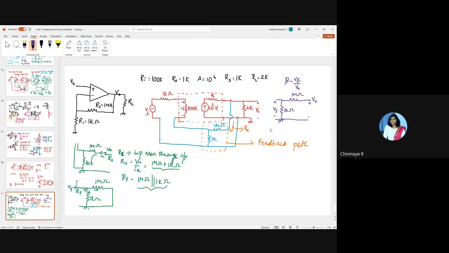So now can you tell me what's Vf by V naught? Correct. So this is just a simple voltage divider, right? Therefore, beta will be 1K divided by 1K plus 1 mega. This is approximately equal to 10 power minus 3. Right? 1 by 1001, approximately 10 power minus 3.